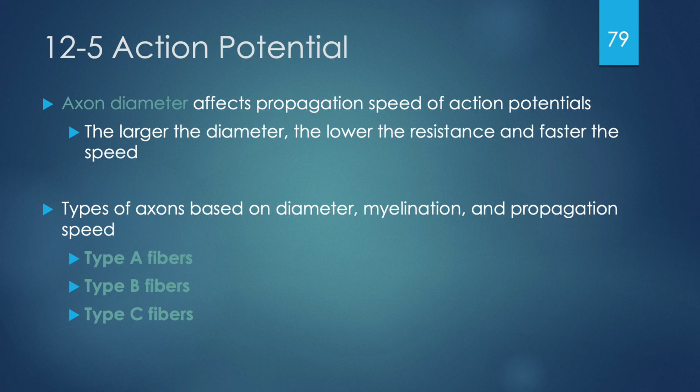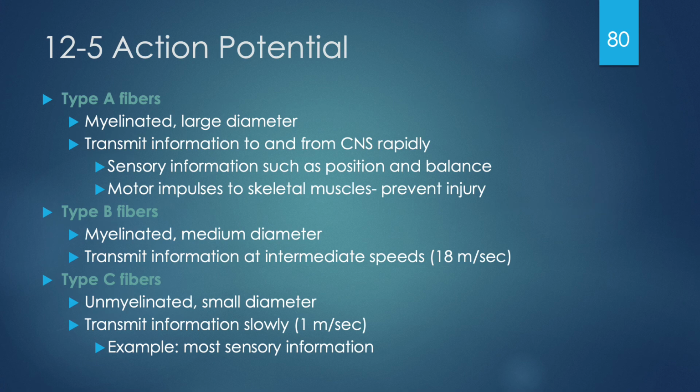So we're going to break down different types of axons based on their diameter, their myelination status, and their propagation speed. Type A fibers are your fastest fibers, and these are myelinated and large diameter. And because myelin helps to facilitate speed, and the large diameter also does too, these are able to transmit information really quickly to and from the central nervous system. So it transmits information that has to be transmitted very quickly because it's really important to our life and death. So it will include sensory information such as our position and balance so that we don't fall off a cliff, and also motor impulses to our skeletal muscles so that we can move quickly and prevent injury.